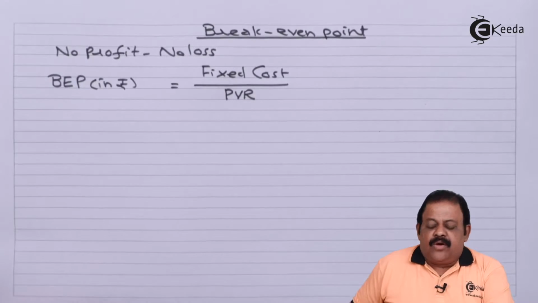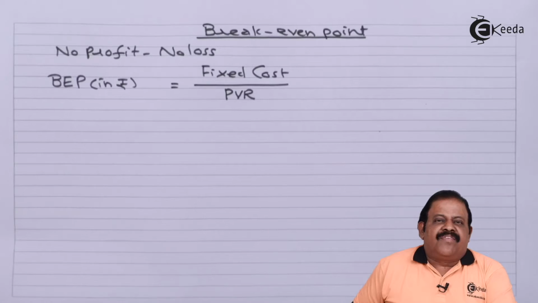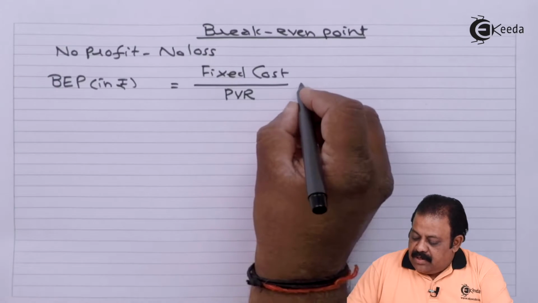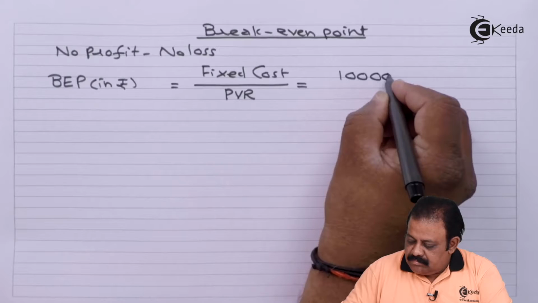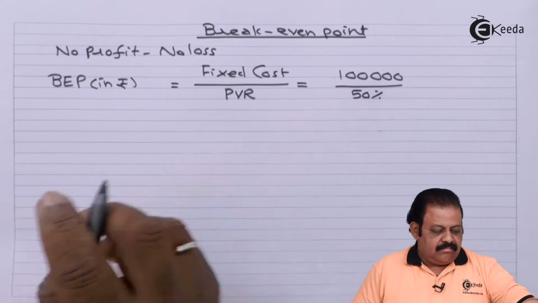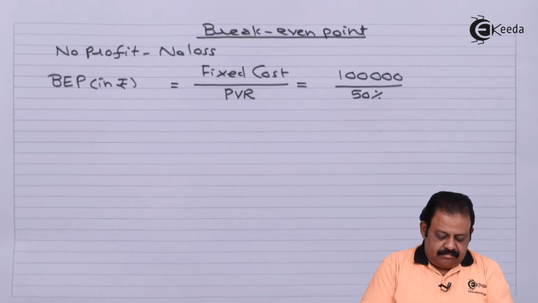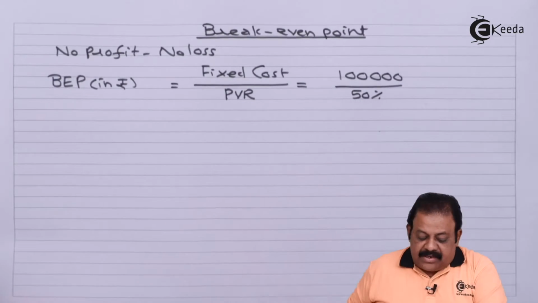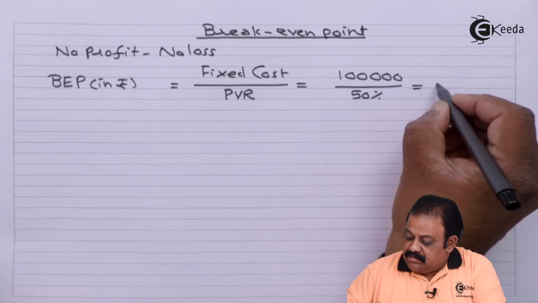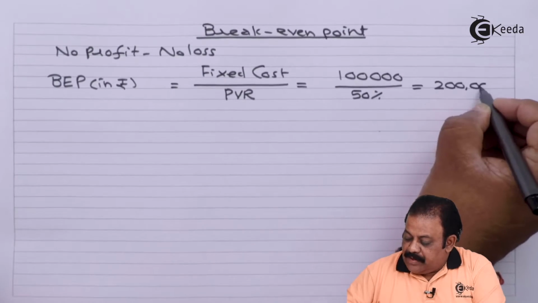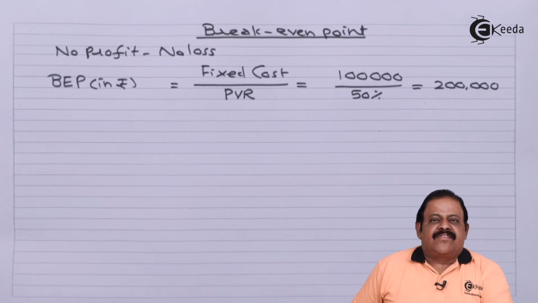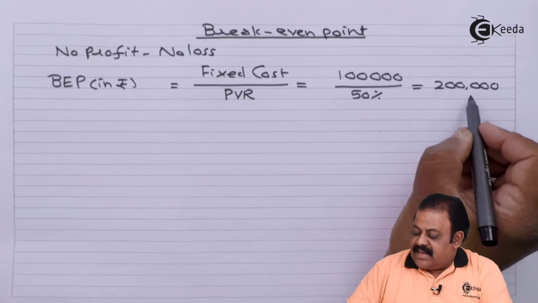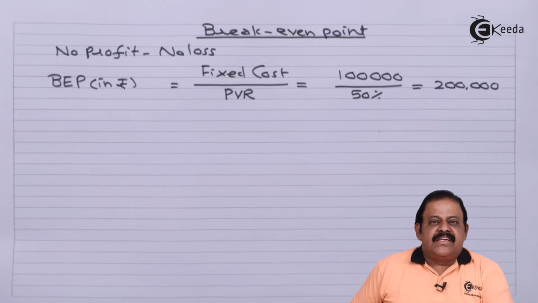Formula for break-even point in rupees is fixed cost divided by profit volume ratio. For example, if fixed cost is 1 lakh and profit volume ratio is 50%, then break-even point sales will be rupees 2 lakhs. That means if manufacturer is successful to make sale of rupees 2 lakhs, he will be recovering his cost. There will not be any profit, but there will not be any loss at that particular level of sales.